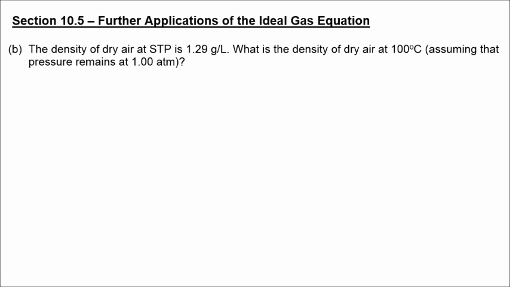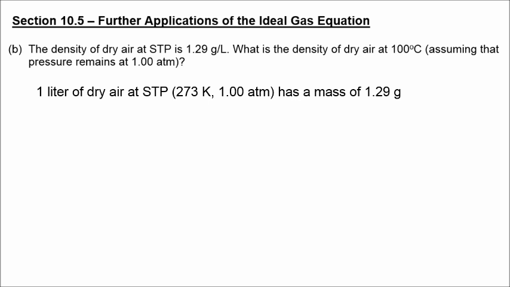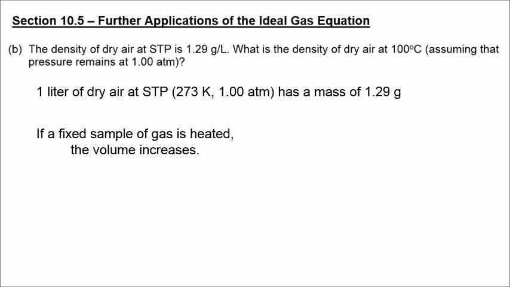The density of dry air at STP, so 1 atmosphere and 0 degrees Celsius, is 1.29 grams per liter. What is the density of dry air at 100 degrees Celsius? So if I have 1 liter of dry air at STP, it has a mass of 1.29 grams. If a fixed sample of gas is heated, the volume should increase. That's according to Charles' law.